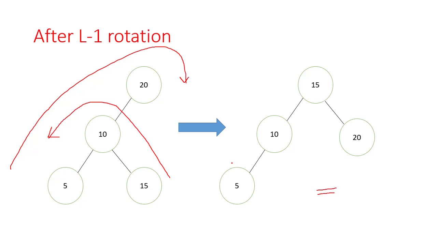Now check the balance factor of all the nodes. The balance factor of 5 is 0. The balance factor of 20 is 0. The balance factor of 10 is 1. The balance factor of 15 is also 1. All the balance factors are acceptable after applying the L-1 rotation.